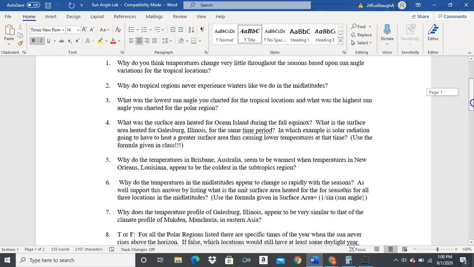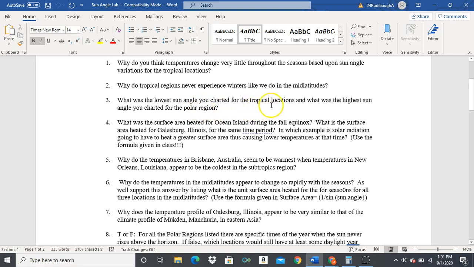For question 3, this is a great question: what's the lowest sun angle you calculated for the tropical locations? So when you look at the lowest sun angle for your 3 cities in the tropics, what was the lowest the sun angle ever got, and compare it to the highest sun angle you ever got in the polar regions. And what you should end up finding out is even when the sun is at its lowest, the sun angle is always higher in the tropics than in the polar regions.